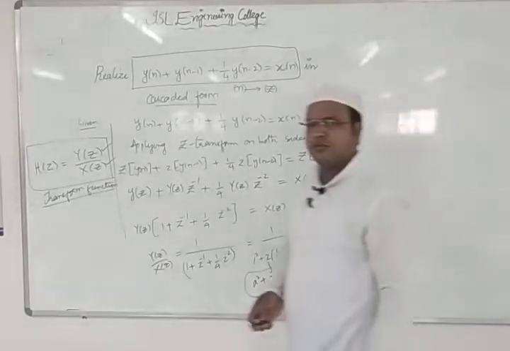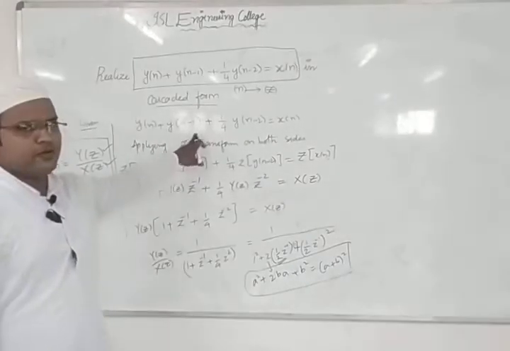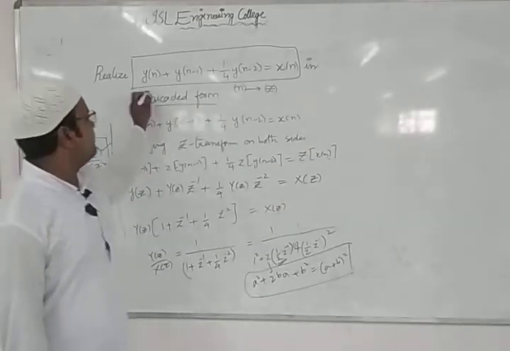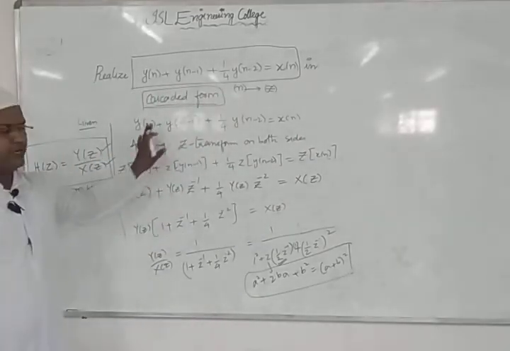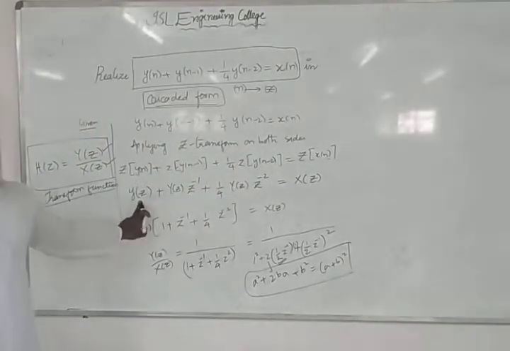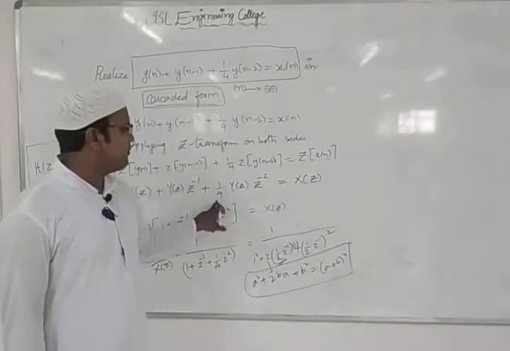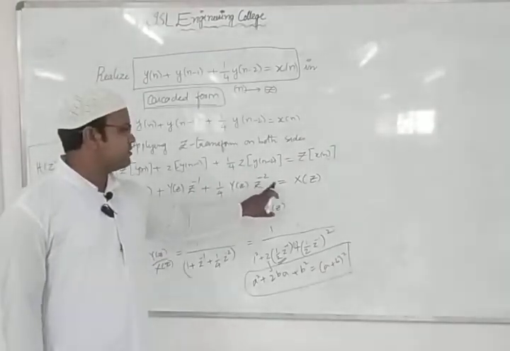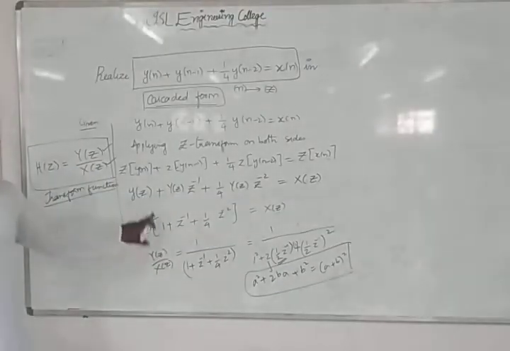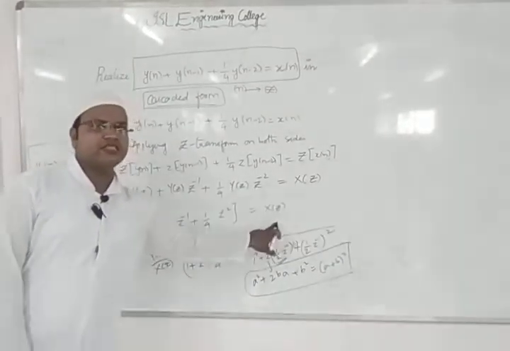So till now what we have done, students: the given condition is y of n plus y of n minus 1 plus 1 by 4 y of n minus 2 is equal to x of n. The question is to write it in cascaded form. For that, we apply z transform on both sides. The z transform of y of n is y of z, of y of n minus 1 is y of z, z power minus 1, plus 1 by 4 y of n minus 2 is y of z, z power minus 2, is equal to x of z. So I can take y of z common, leaving 1, z power minus 1, 1 by 4 z power minus 2, is equal to x of z.